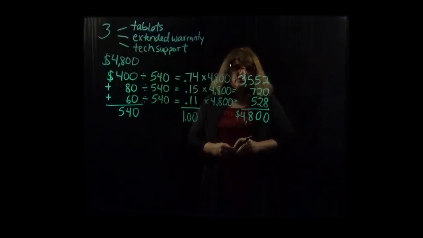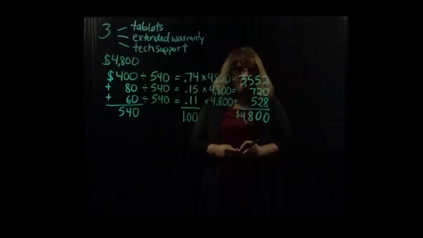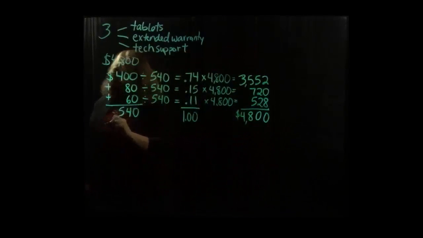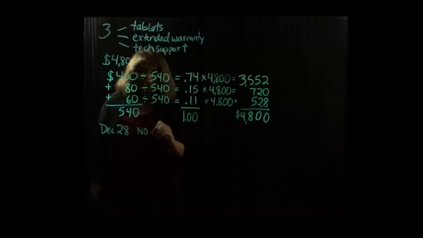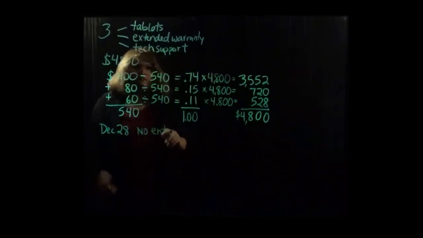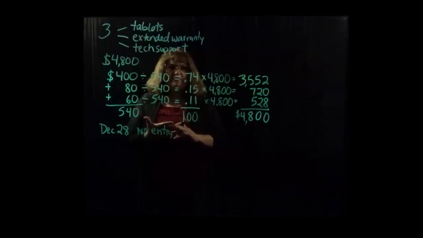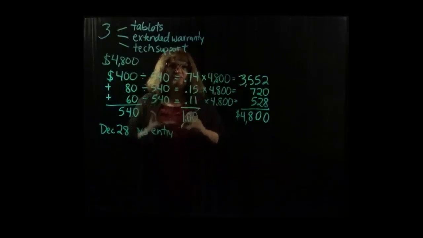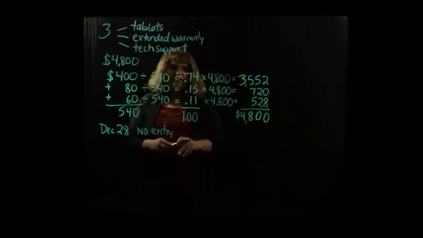Now, they asked us to determine what journal entry Badgelakers would make, first of all, on December 28th, and then on the delivery that happens on January 3rd, and then on January 15th when they receive the payment from the customer. So first of all, on December 28th, when the client placed the order, there's no journal entry to be made. The customer promised to pay for the tablet computers and the extended warranty and the tech support. Badgelakers promised to provide those things, but no money has changed hands and no assets have changed hands. So there's no journal entry to be made.